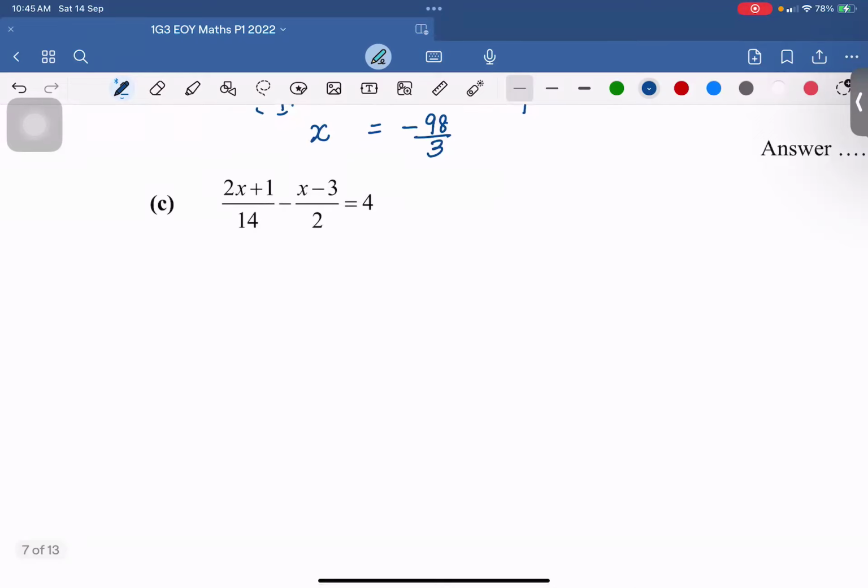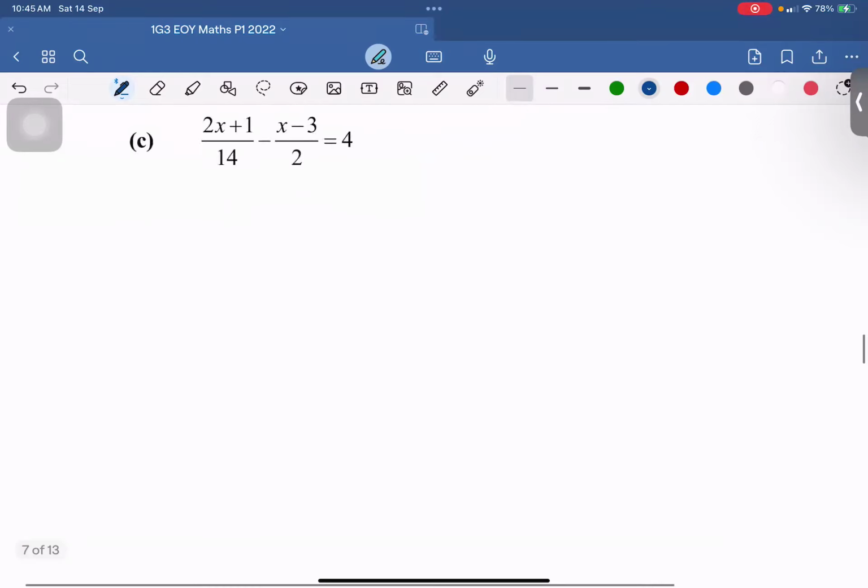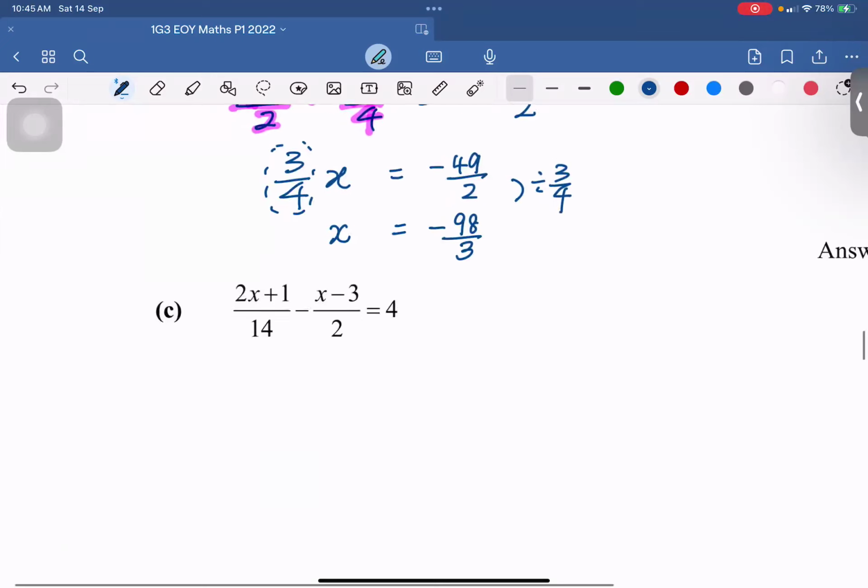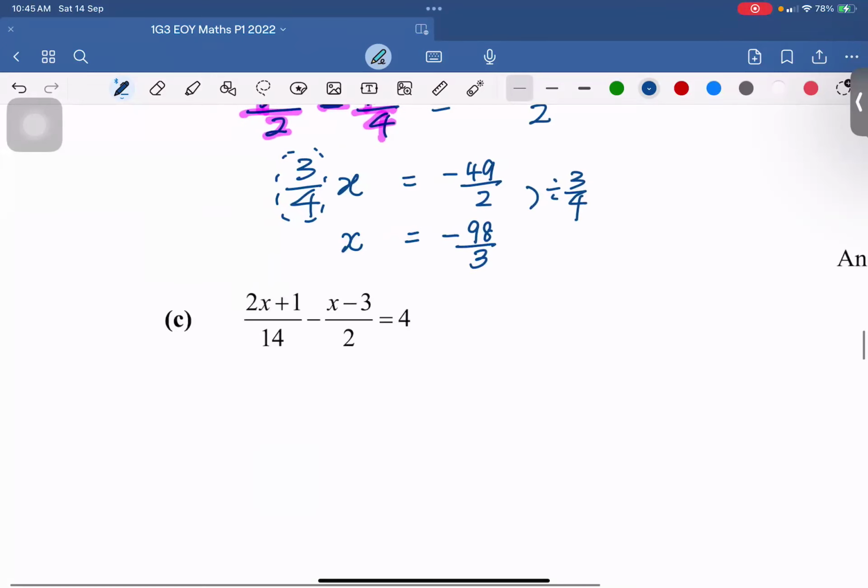Okay, next question, part C. Wait, let me see which page. Okay. Right. Few common mistakes to take note of. First thing, subtraction, and there's numbers at the back. I will always put brackets, especially for the one behind the negative sign. Next, let's take a look. Although I have a number 4 over here, I can't combine it into one single fraction for that side. So I should combine into one single fraction for this side.